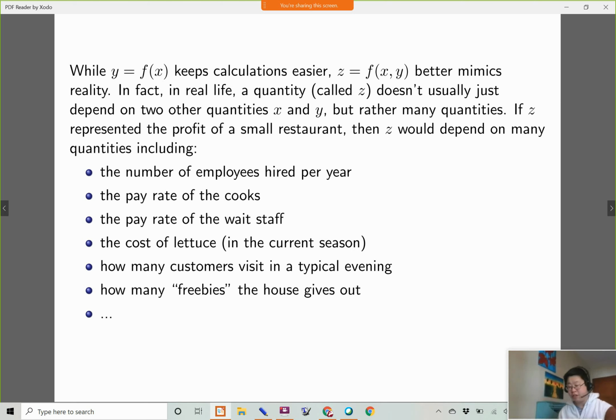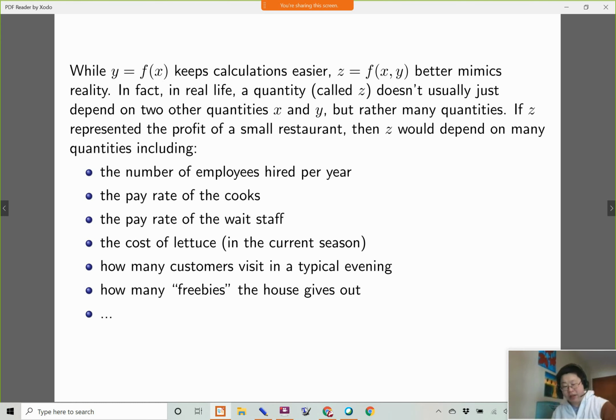So for instance, just to make a small example, if z represented the profit of a small restaurant, just a mom and pop shop, then z would depend on many other numbers. For instance, one of the numbers might be the number of employees hired in a year, or the hourly pay rate of the cooks, or the pay rate of the wait staff, the cost of lettuce, and that will change seasonally. How many customers visit in a typical evening, the average number of customers in an evening. How many freebies the restaurant gives out?